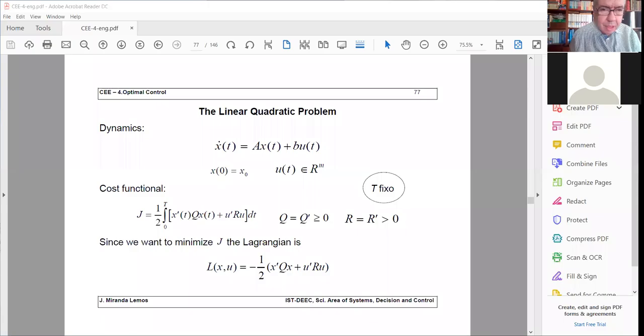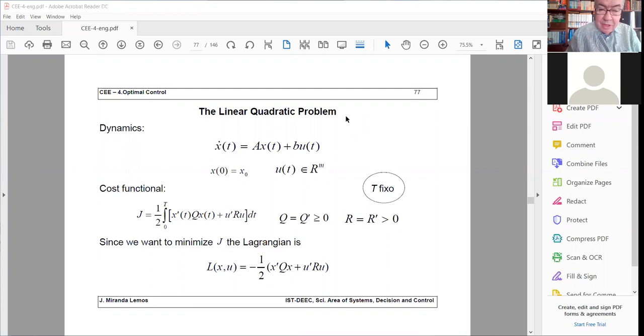This lecture is about the linear quadratic problem. The linear quadratic problem is a quite important problem in optimal control. We are going to learn how to design systematically a state feedback, a linear state feedback controller.